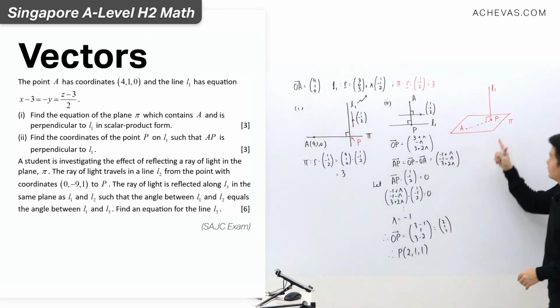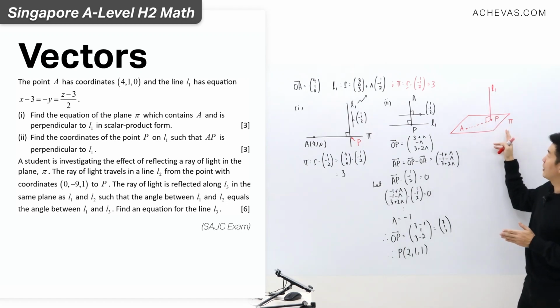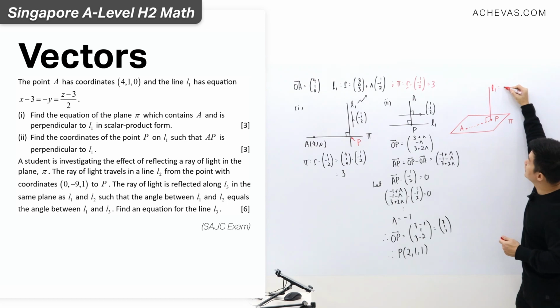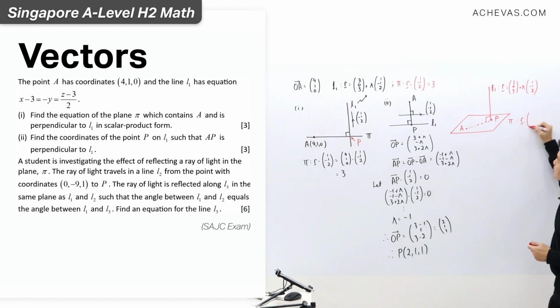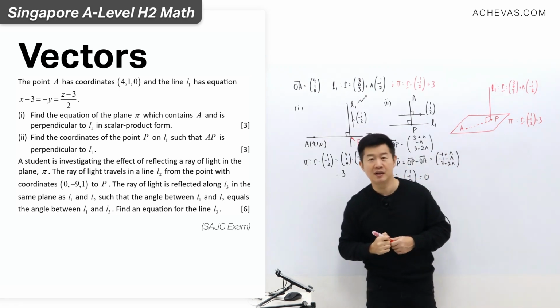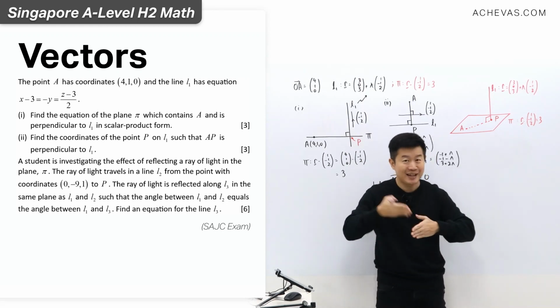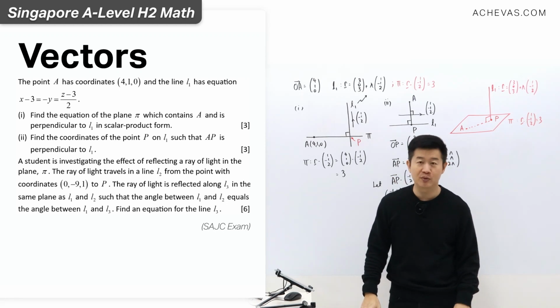So once I've understood this, P is actually just the intersection between L1 and pi. And L1 is r equals (3, 0, 3) plus lambda (1, -1, 2). Pi is r dot (1, -2, 3) equals 3. Once I've understood this, I'll ask myself, what theory have I learned before that can help me to solve for the intersection between geometry?